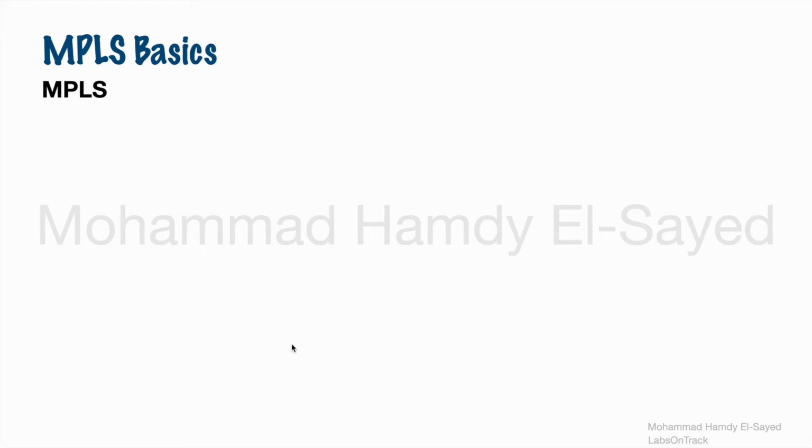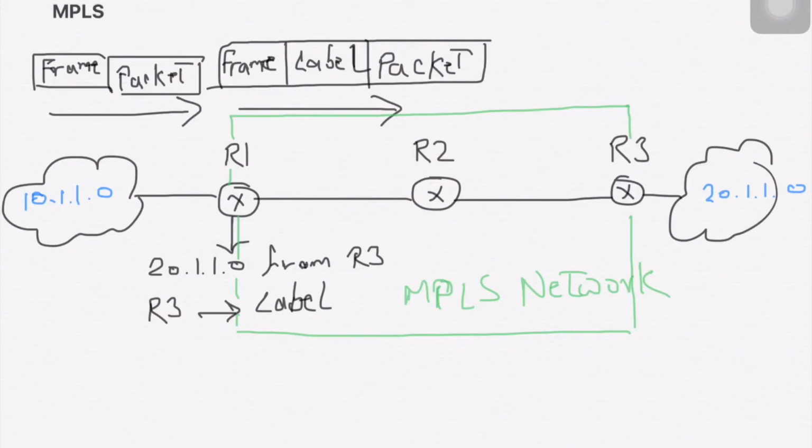Let's introduce the multi-protocol label switching, or MPLS, and see how it works. We can see here the network. The source network 10.1.1.0 is going to communicate to the destination network 20.1.1.0 through router 1, router 2, and router 3.